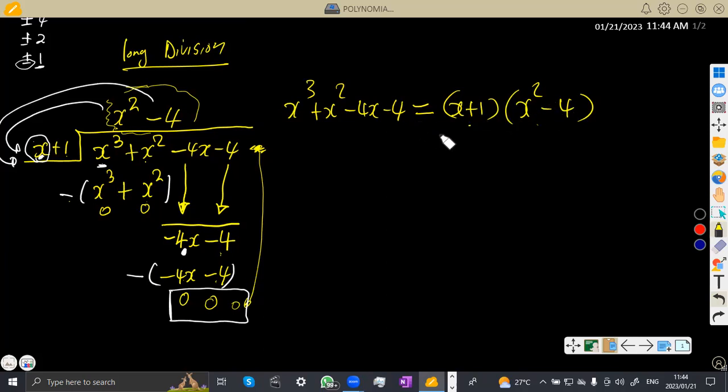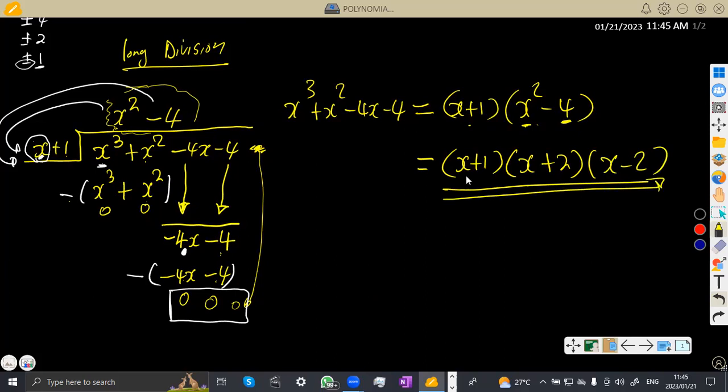But remember, you are factorizing completely, and from your O-level mathematics, you can tell that x squared minus 4 is a difference of 2 squares. So this is going to give us the square root of x squared, which is x, the square root of 4, which is 2. One bracket adds and another bracket subtracts. So this is the final answer after factorizing this whole expression: x plus 1 into x plus 2 into x minus 2. So that is what we refer to as the long division.